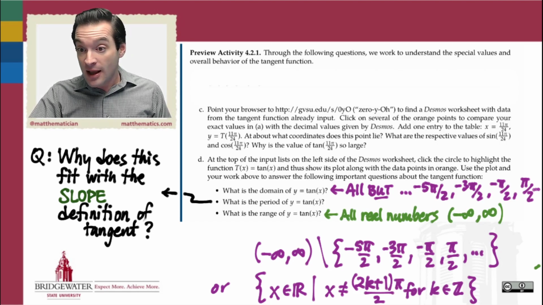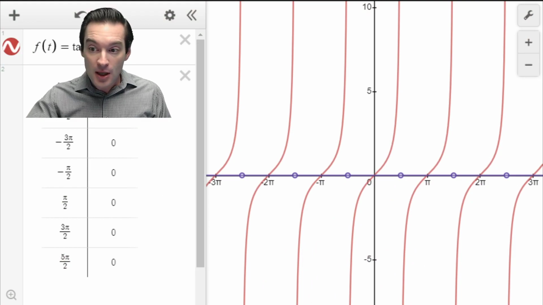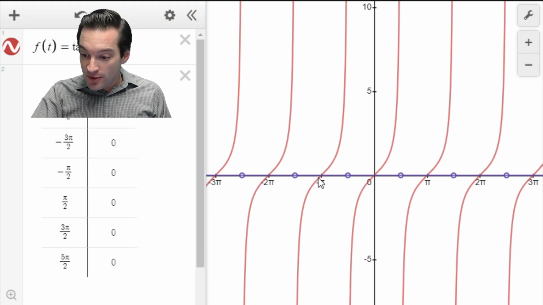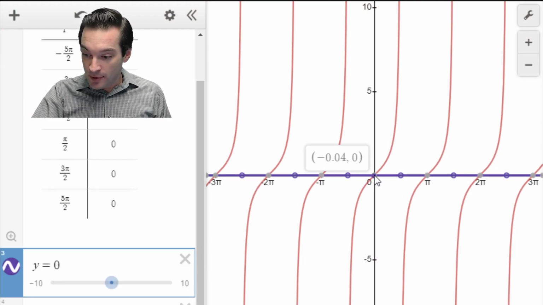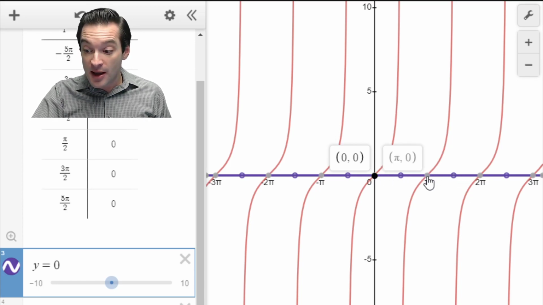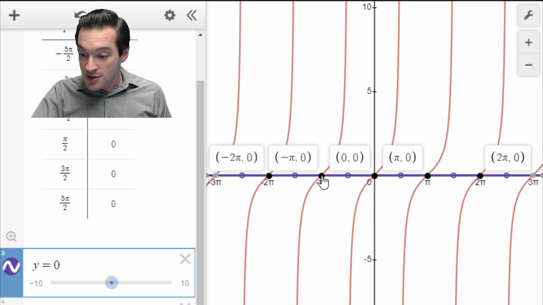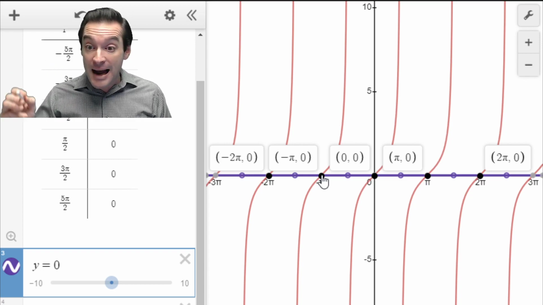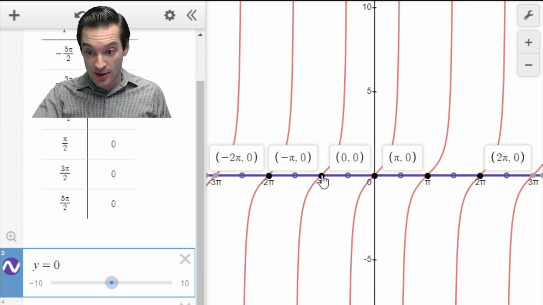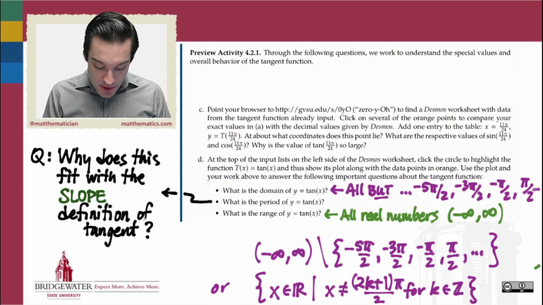How frequently does the tangent function repeat itself? Looking back at the graph one more time, notice that the tangent of 0, for example, is 0, but then so is the tangent of pi, and so is the tangent of 2 pi, and so forth. So is the tangent of minus pi. It seems that the tangent function repeats itself every pi units, every pi radians. Let's think for a moment about why that makes sense with our definition of tangent. So we'll say that the period of the tangent function, y equals tangent of x, is pi. It repeats itself every pi.